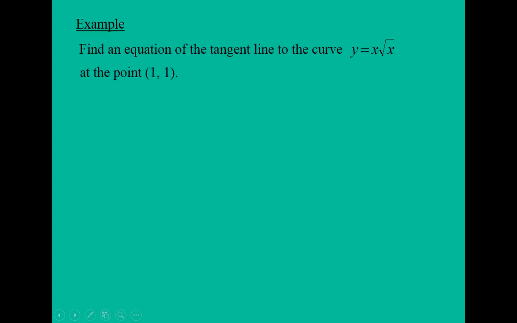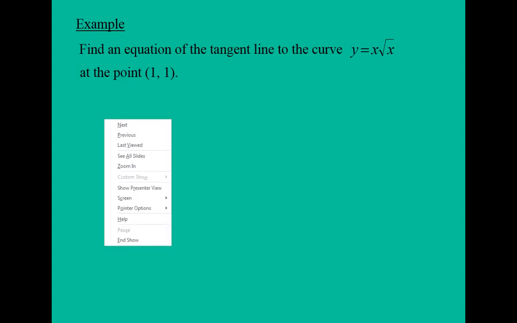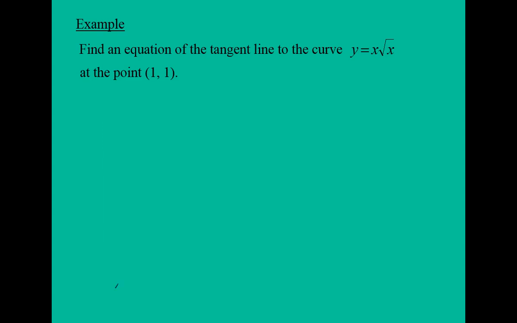Find an equation of the tangent line to the curve of x times the square root of x at the point 1, 1. Let's see if we can use our power rule. I can rewrite the square root of x as x to the 1/2. I have like bases, so I can add the exponents. So this is the same as, because this is just 1 over 1, if I get common denominators so I can add them together, that's 2 over 2 plus 1 over 2 is 3 over 2.